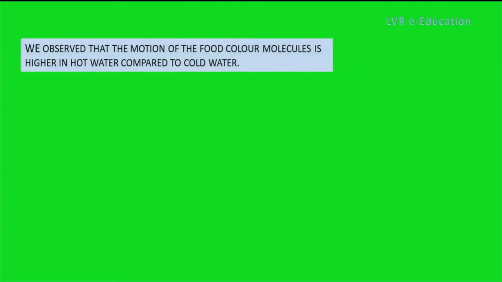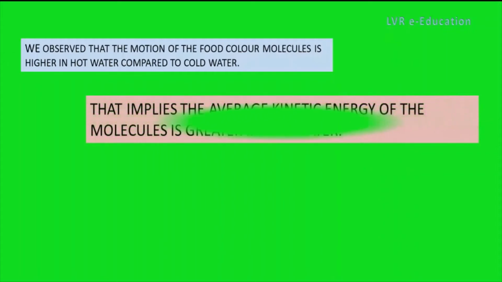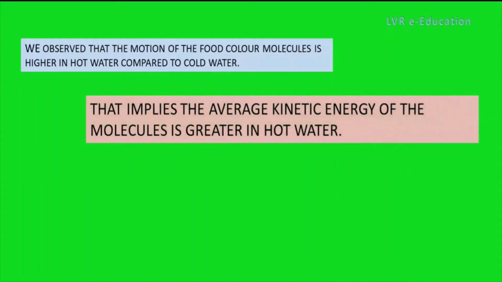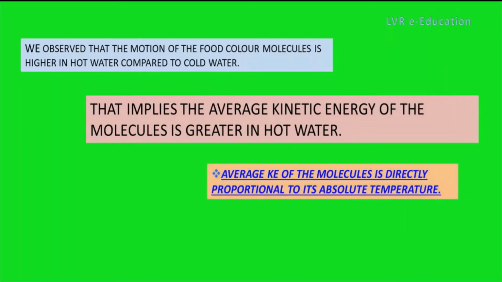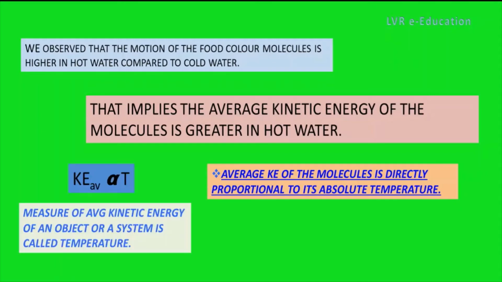So from the above activity, we can conclude that the motion of the food color molecules is greater in hot water compared to cold water. That implies the average kinetic energy of the molecules is greater in hot water compared to cold water, right? So from this we can conclude the average kinetic energy of the molecules is directly proportional to the absolute temperature, right? So KE average is directly proportional to capital T.